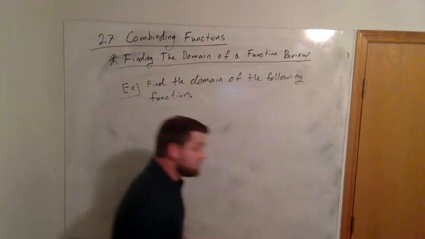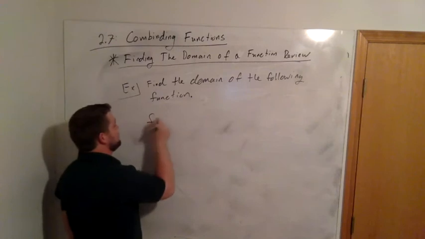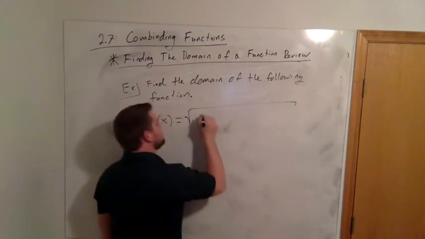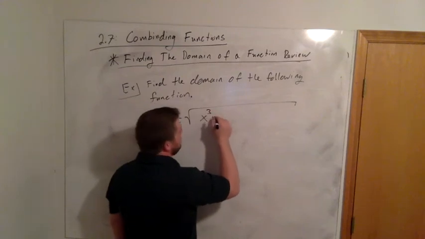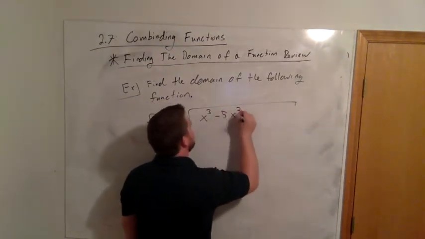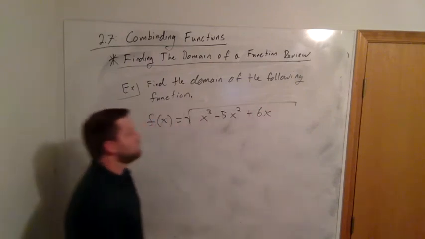Okay, let's say we have some sort of crazy polynomial under our square root. So let's say, for example, that we have f of x is equal to the square root of something like x cubed minus 5x squared plus 6x. Let's say I want to find the domain of this function here.